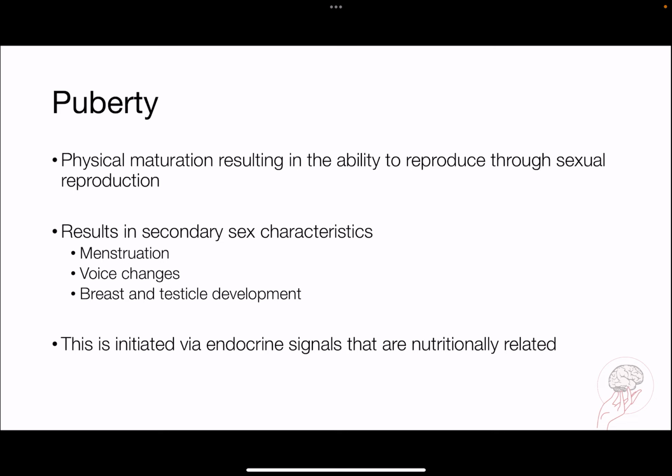So, puberty is the physical maturation resulting in the ability to reproduce through sexual reproduction. And in humans, it results in what are called secondary sex characteristics. These are things like menstruation, voice changes, and breast and testicle development. They're secondary sex characteristics because these already exist, but then they secondarily develop during puberty. And this is initiated via endocrine signals that are nutritionally related.